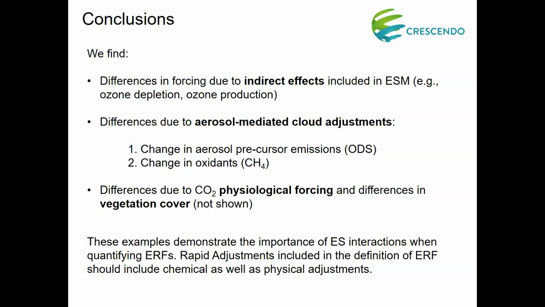So I hope by showing you these examples, I've clearly demonstrated the importance of Earth system interactions when quantifying effective radiative forcings. And in the case of Earth system model simulations that are quantifying effective radiative forcings, these rapid adjustments include both chemical and physical adjustments. So although these chemical adjustments are important and we should take account of them, you'll see that actually picking apart and understanding the effective radiative forcing, once you're considering both physical and chemical adjustments, is actually quite complex.